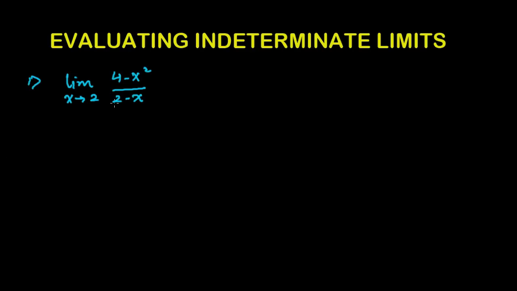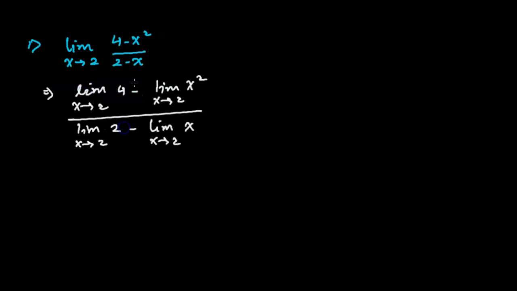The first example is when we are supposed to find the limit as x approaches 2 of (4 minus x squared) over (2 minus x), and we try direct substitution on it and see what happens. First, we're going to split it up using the properties of limits. When we apply the properties of limits, this is how we split it up, because the first one is a constant, so we will write it as is. The second one, we're going to do substitution on it.